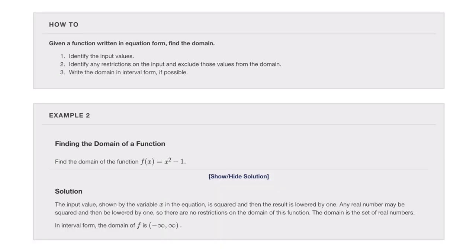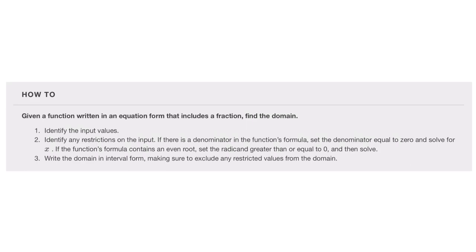So another, any real number x, we can plug it in and find the corresponding y in this example. So given the function written in equation form that includes a fraction, we want to find the domain. Okay, let's see this. I'd rather just see this in action.